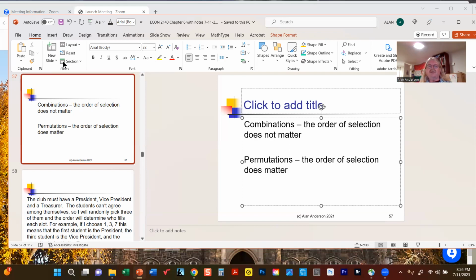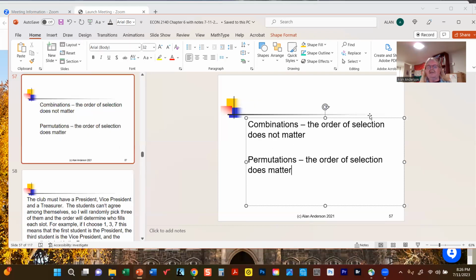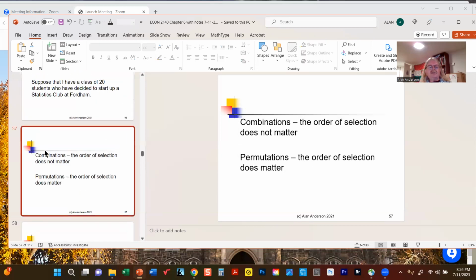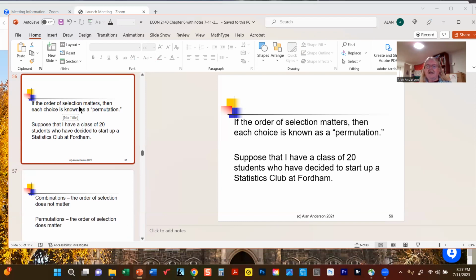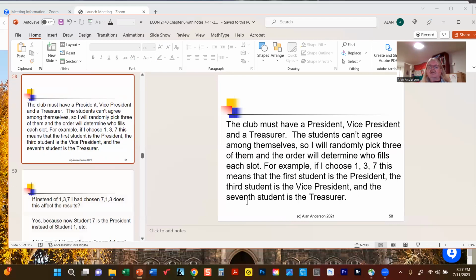Okay, now I'm going to show an example, and you'll see why the order does matter in this case. So imagine that we decided, because everybody wants this anyway, that altogether there's 20 students who decided that it's high time that we have a statistics club at Fordham. Now, there's just one problem. In order to follow the rules of the school, the club must have a president, a vice president, and a treasurer. Okay, that's the rules. Otherwise, you can't have your club.